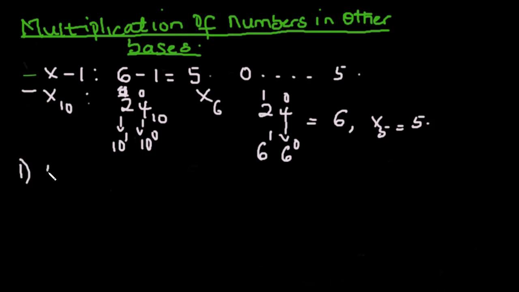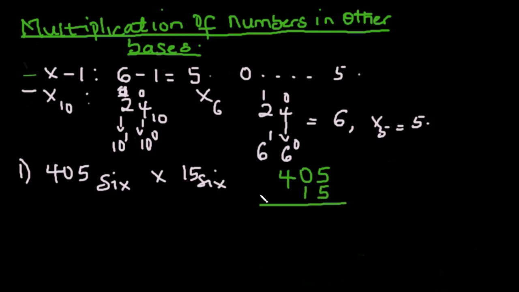So now the first example I'll be doing is 405 base 6 multiplied by 15 base 6. So here it is, 405, then I have 15, both of them in base 6, multiply. So now, 5 multiplied by 5 is 25, but then 25 is greater than 6. So what we do is to look, how many times can 6 go in 25? That's 4, because 6 multiplied by 4 is 24, remaining 1. So we write this 1 and keep our 4 here.